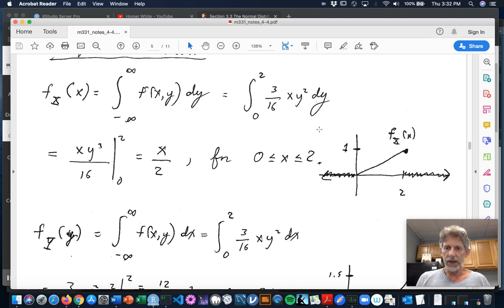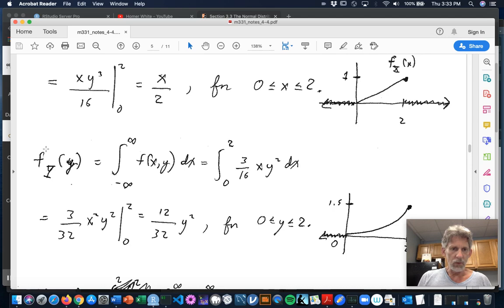So a graph of that would be 0 for x's before 0, and then here's your x over 2 line, your y equals x over 2 line, and here is 0 again. And so areas underneath this density function would give you chances for capital X to be various things.